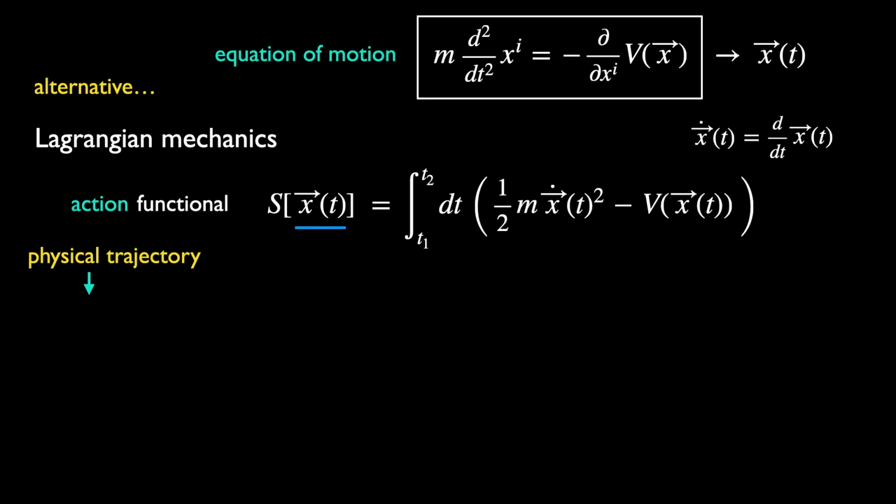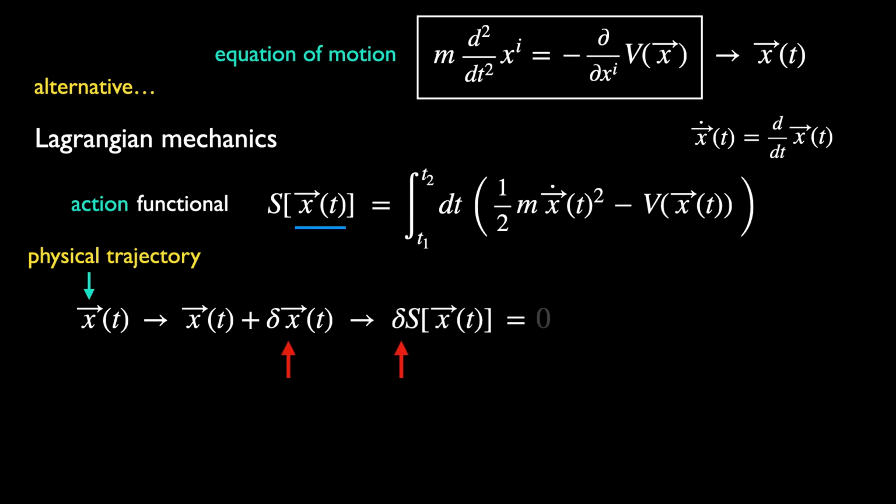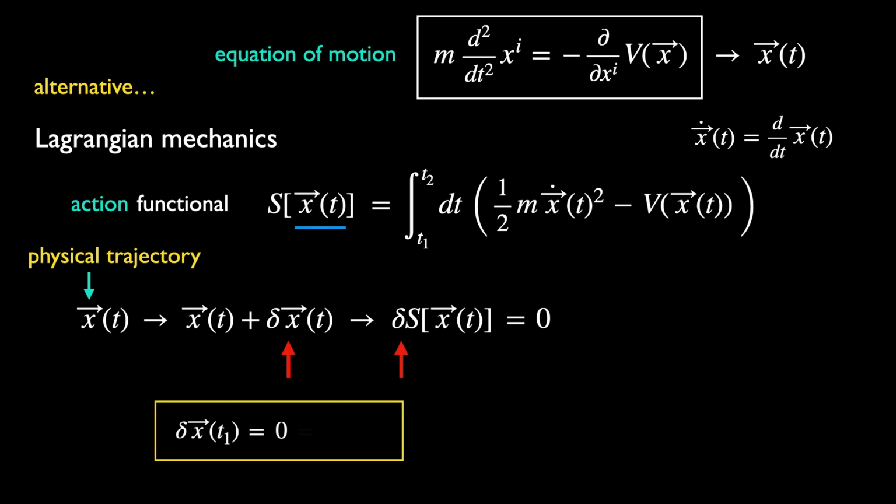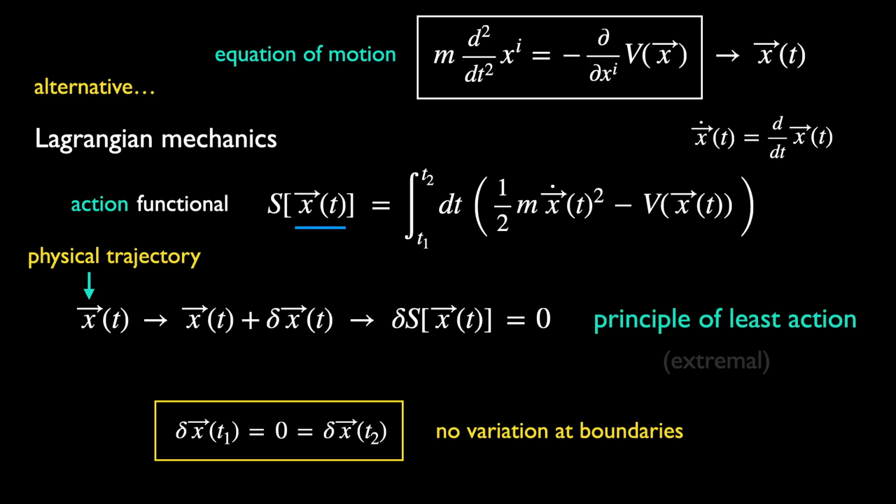The physical trajectory is the one which extremizes the action, such that if we introduce an arbitrary variation in this trajectory, the associated change in S to the first order in delta x should be zero. This variation is taken under the condition that the boundary values of x are fixed, that is, the function delta x at the endpoints t1 and t2 must be zero. This is the principle of least action, or more accurately, extremal action, according to this equation.